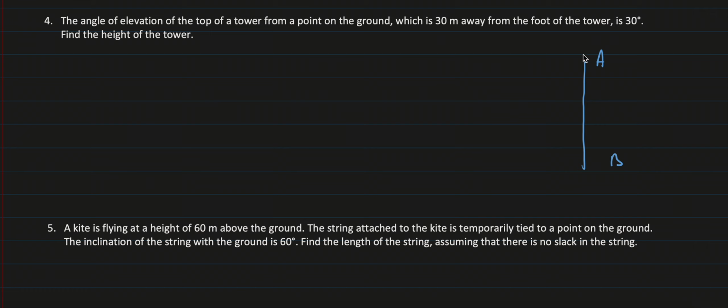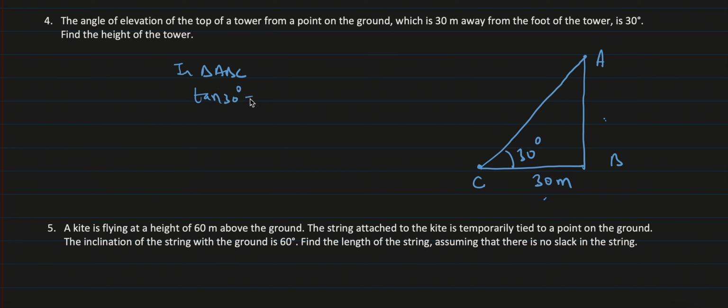Now the angle of elevation of this top from a point on the ground. This point is 30 meter away, is 30 degree. This angle is 30 degree. We need to find this height of the tower. Very simple. So in triangle ABC again, you need to get perpendicular, base is given. So we use tan 30 degree is AB by BC.